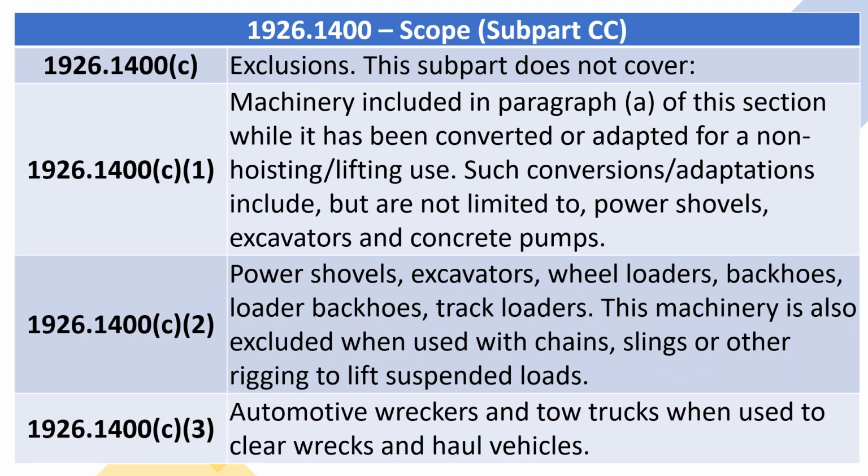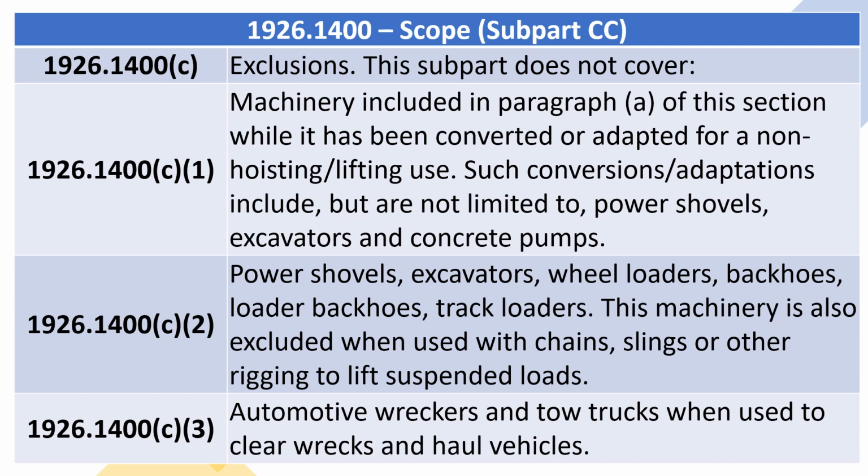1926.1400(c). Exclusions. This subpart does not cover: 1926.1400(c)(1) through (c)(17). (1) Machinery included in paragraph (a) of this section while it has been converted or adapted for a non-hoisting/lifting use. Such conversions/adaptations include, but are not limited to, power shovels, excavators, and concrete pumps. (2) Power shovels, excavators, wheel loaders, backhoes, loader backhoes, track loaders. This machinery is also excluded when used with chains, slings, or other rigging to lift suspended loads.